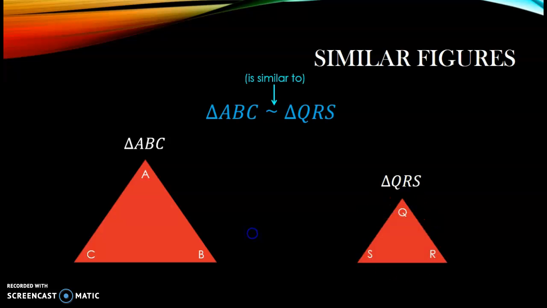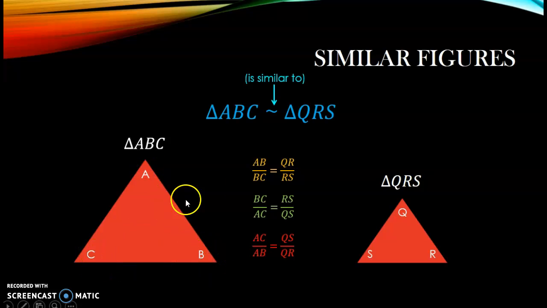So here we go, triangle ABC on the left and triangle QRS on the right. And here I'm showing a couple of examples of how we can compare these two triangles. So side AB divided by side BC, so the right of this one divided by the bottom, is going to give you the same answer as QR divided by RS, the right side divided by the bottom over here. Okay? And it shows you a couple more examples you can check out.